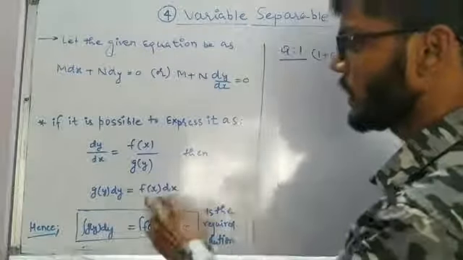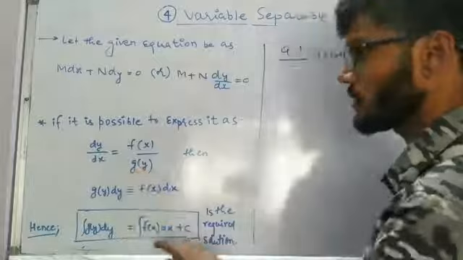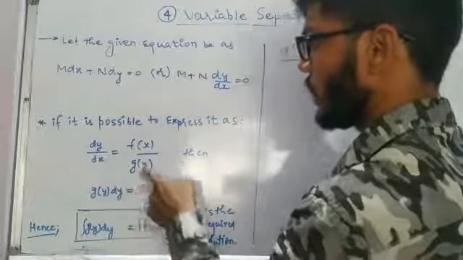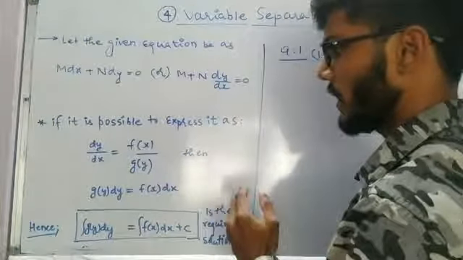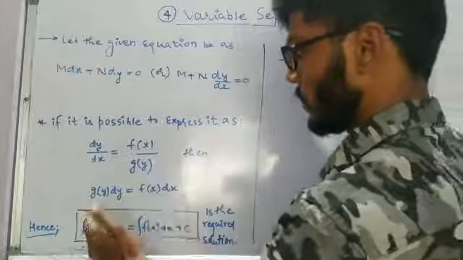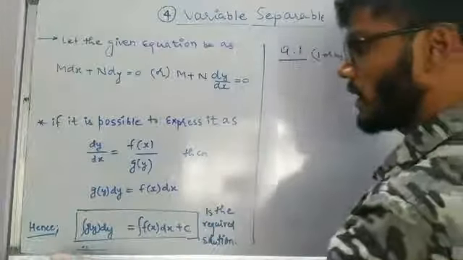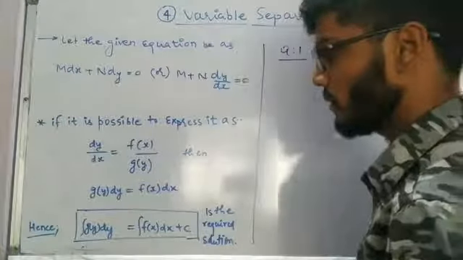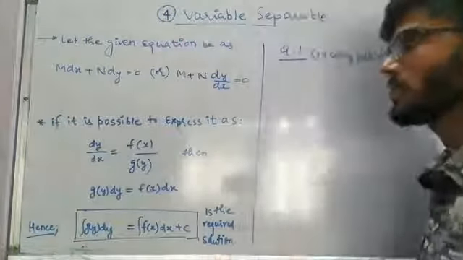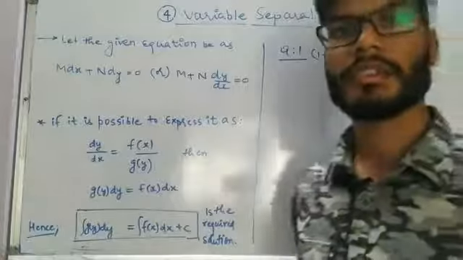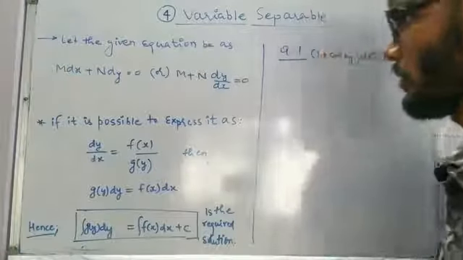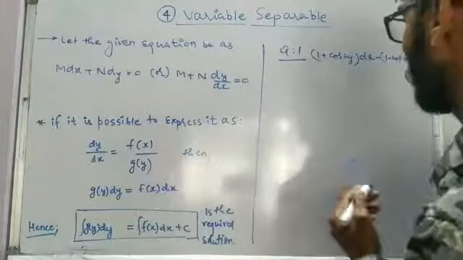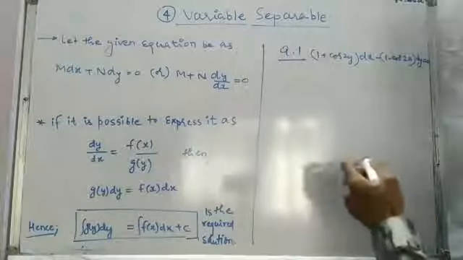In that case we can cross multiply this equation. So g of y dy is equal to f of x dx, and doing the integration on both the sides, we get the solution as integration of g of y dy is equal to integration of f of x dx plus c. This is going to be the solution of our differential equation. To understand that, I have taken one example, and after this we'll solve one more.